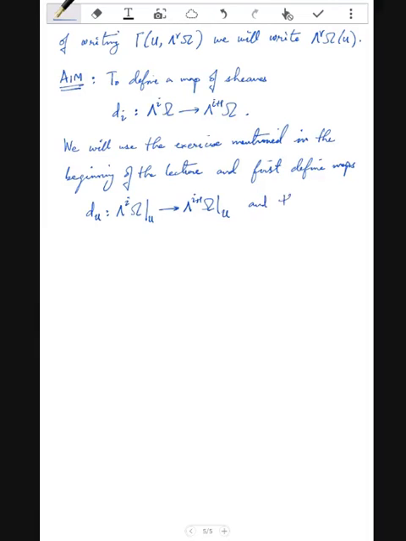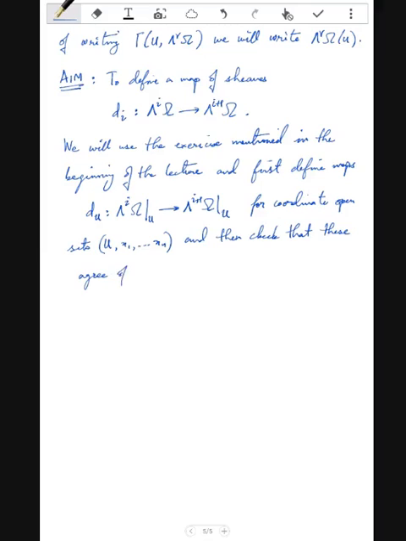And then check that. So here u is a coordinate open set, for coordinate open sets u with coordinates x1 up to xn, and then check that these agree on intersections.